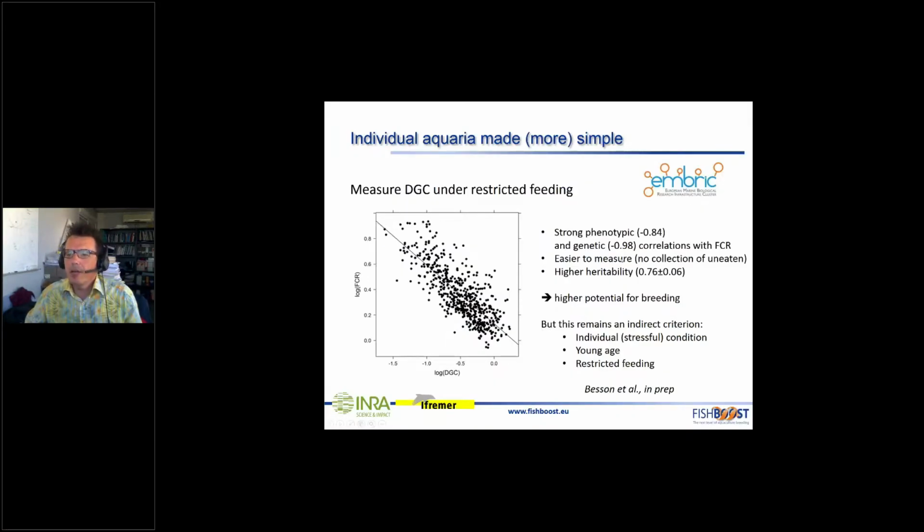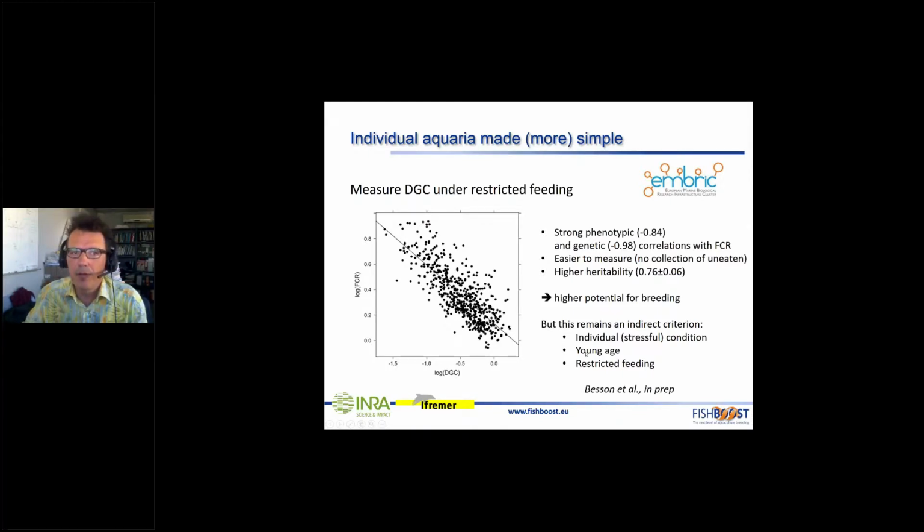Easier to measure, higher heritability, very strong genetic correlation with FCR. It's a trait which has a real higher potential for breeding. But this remains, in a way, an indirect criterion, because the measure is done in an individual condition, which is stressful for the fish, at a young age. And what we would like is to have it at an old age.